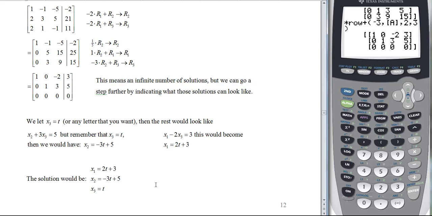Now, remember that we had an infinite number of solutions. So if I let t be 0, that means x sub 3 would be 0, x sub 2 would be 5, x sub 1 would be 3. That would be one possible solution. What if t were 1? So x sub 3 would be 1, x sub 2 would be 2, and x sub 1 would be 5. So we could do this what if forever, because t could be anything we wanted. That's why it's called an infinite number of solutions.